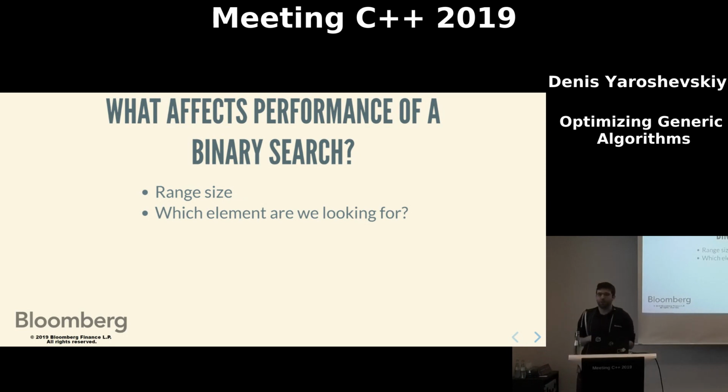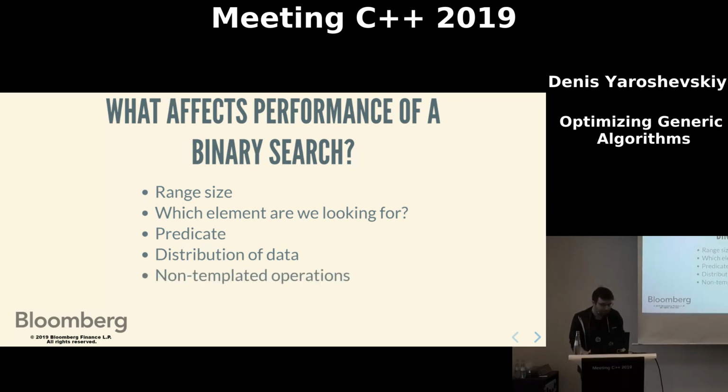Which element are we looking for? The first element, the fifth element, the 50th element will take different times, though not so much for binary search. But if you compare different searches, that's going to be important. The price of the predicate, right? We compare strings, we compare ints. We compare strings that differ very late or very early, because that's going to take different times. Distribution of data, same example: strings that differ at the beginning or at the end, right?